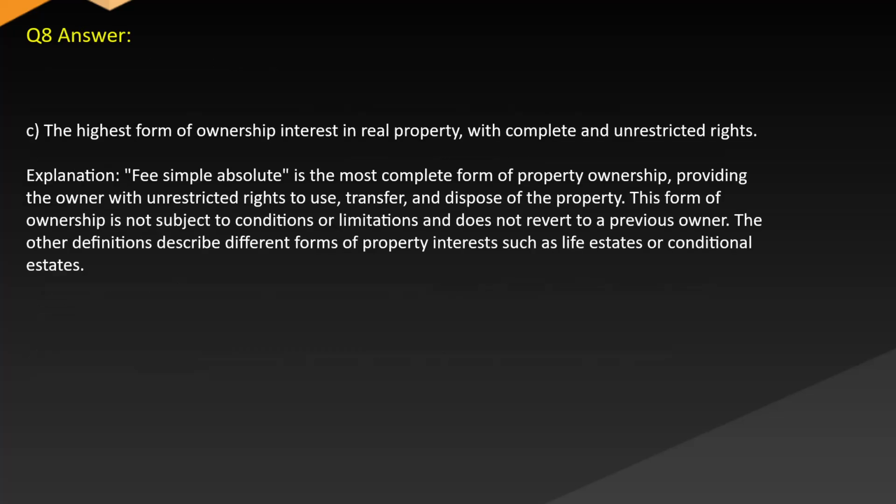Answer: C. The highest form of ownership interest in real property with complete and unrestricted rights. Explanation: fee simple absolute is the most complete form of property ownership, providing the owner with unrestricted rights to use, transfer, and dispose of the property. This form of ownership is not subject to conditions or limitations and does not revert to a previous owner. The other definitions describe different forms of property interests, such as life estates or conditional estates.